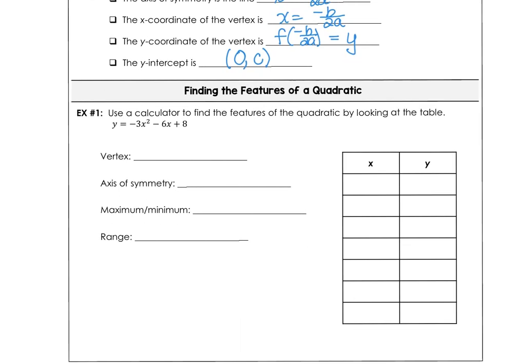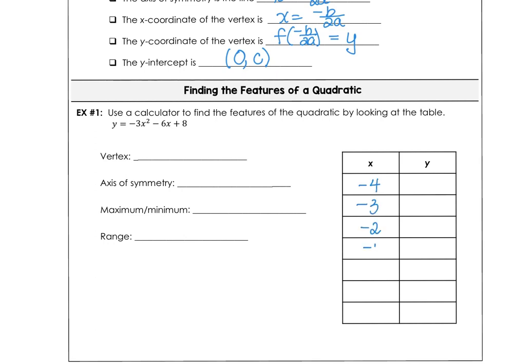If you use a calculator to find the features in the quadratic below, we'll look at the table, and I'm going to give values from -4 up to +2. And I see that my y values are -16, -1, 8, 11, 8, -1, and -16. And if you look carefully, you can see how the parabola begins to repeat itself.